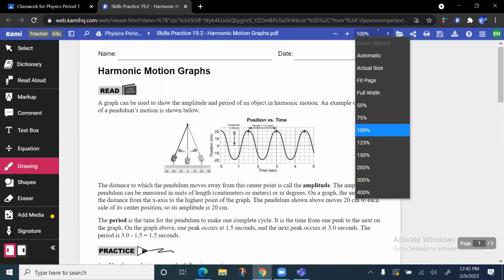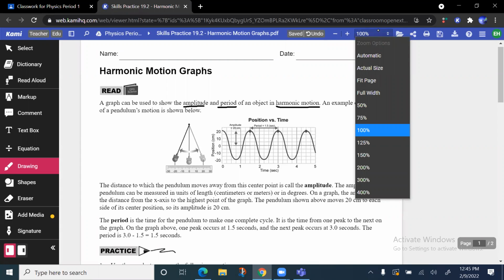A graph can be used to show the amplitude and the period of an object going in harmonic motion. Harmonic motion just refers to back and forth motion, or possibly side-to-side motion.